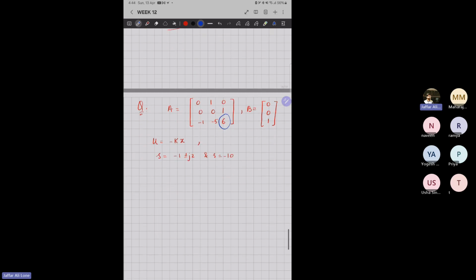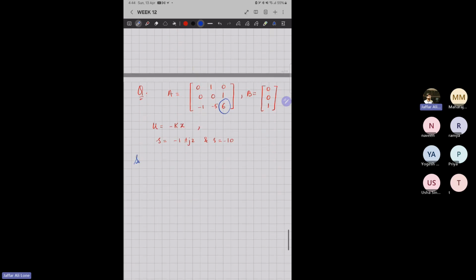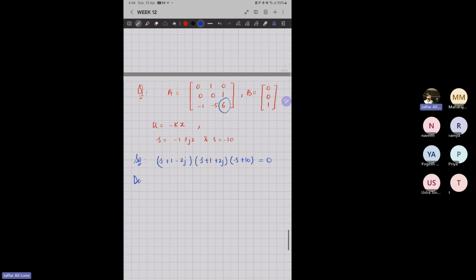Again, we'll follow the same steps. Number one is to write the desired closed loop poles as a characteristic equation. So I'll write (S + 1 - 2j)(S + 1 + 2j)(S + 10) equal to 0. This is my desired characteristic equation.